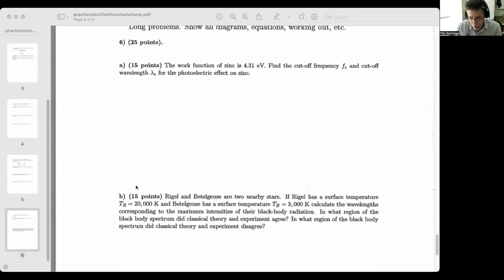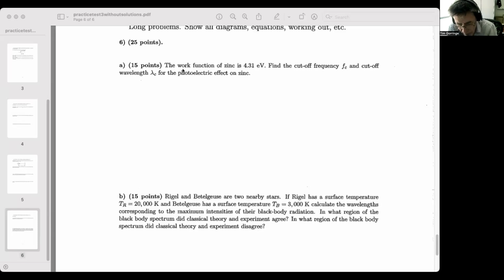Okay, the final long problem. There's two parts to this problem. They're actually on different topics. The first one is the photoelectric effect. The second one is blackbody radiation. Those are two different phenomena, although they're both explained ultimately by quanta of light, photons of light, energy packets of light. So that's a relationship between them.